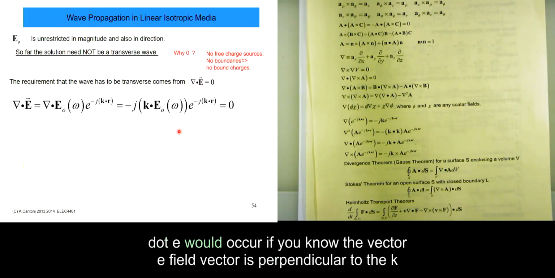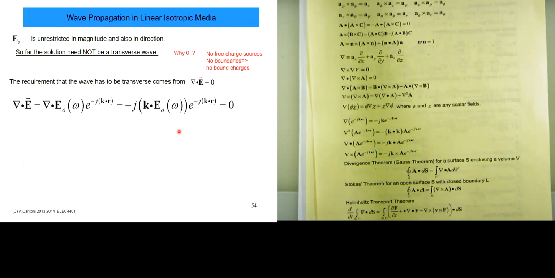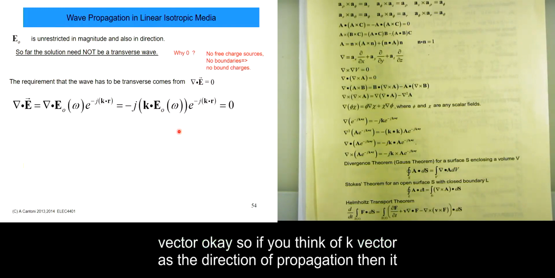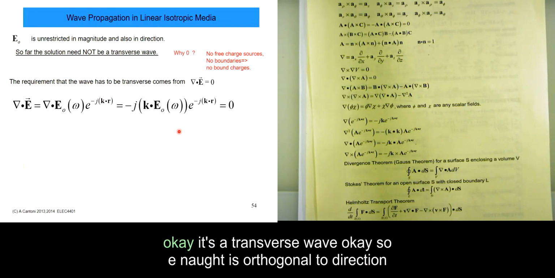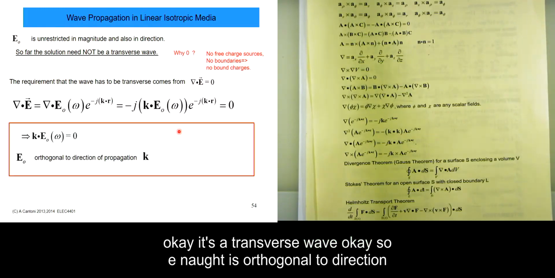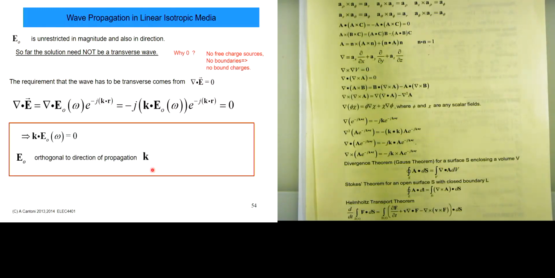And k dot E is 0 if the E field vector is perpendicular to the k vector. If you think of the k vector as the direction of propagation, then it means that the E field is perpendicular to that, so it's transverse. It's a transverse wave. So E naught is orthogonal to the direction of propagation k.